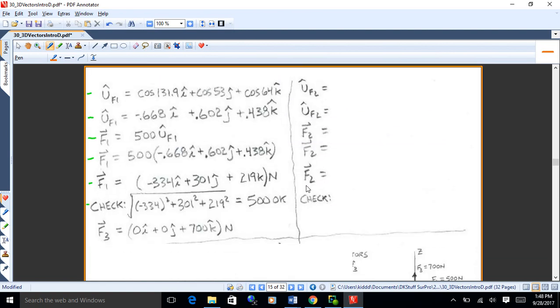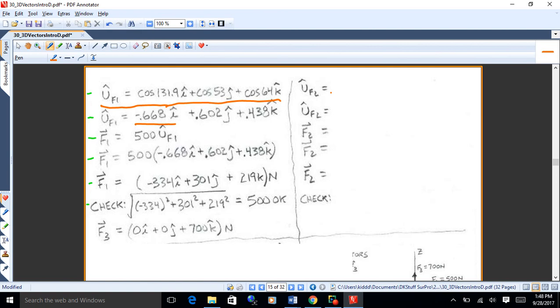Let's just look at how we do this. There's a very discrete series of steps that we would use to get the vector F1. Okay. So I've got those 3 angles, 131.9, 53, and 64. Now the key here is that I know that if I take the cosine of those angles, I get the unit vector. So I'll go cosine 131.9. Now notice that angle is bigger than 90, so when I take a cosine of it, I get a negative number. That goes in the negative x direction on account of that angle.